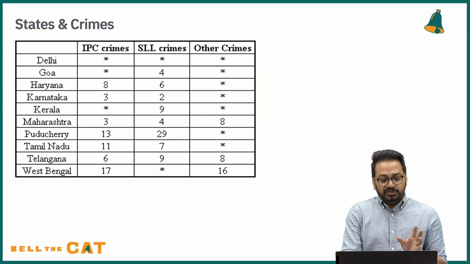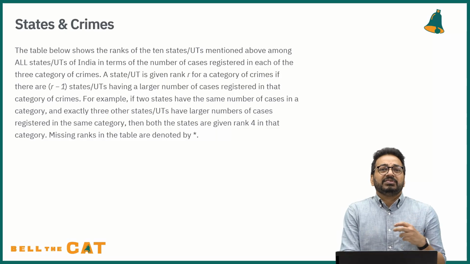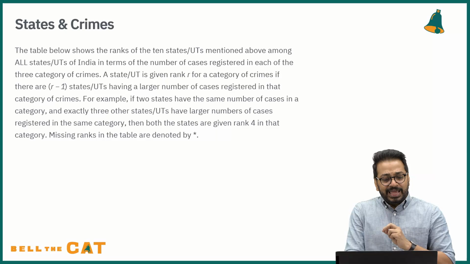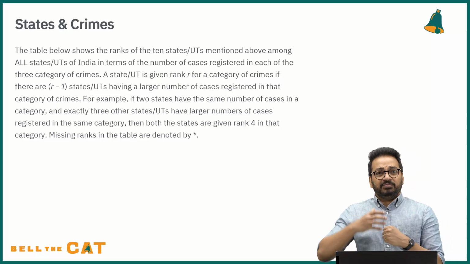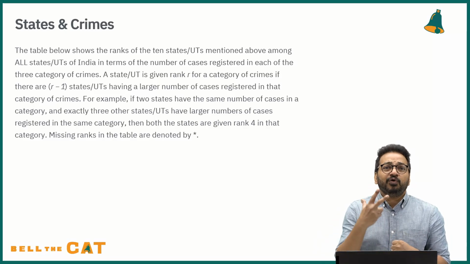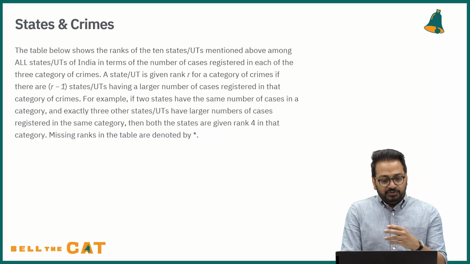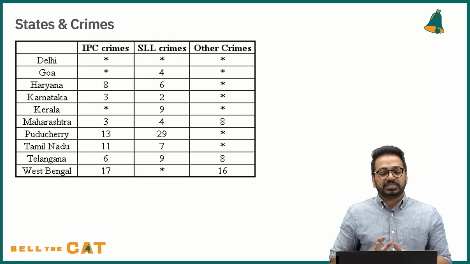So next one they have given is what? The table below shows the ranks of the 10 states in each of these categories. They are giving the ranks. And what are they telling you is the rank? A state or a UT is given a rank R for a category of crimes if there are R-1 states having a larger number of cases. So if I am rank 5, that means 4 states have a larger number of cases than me. The missing ranks are denoted in the table. In this table, all 10 states are given, and all the stars are also given.